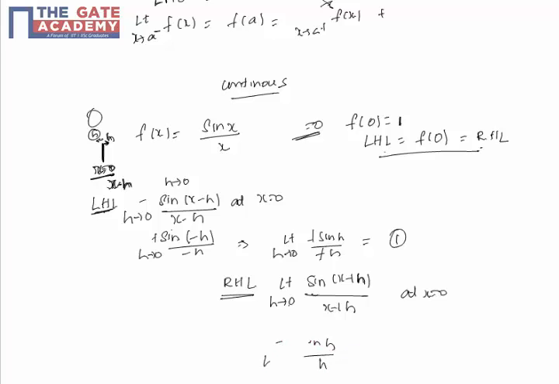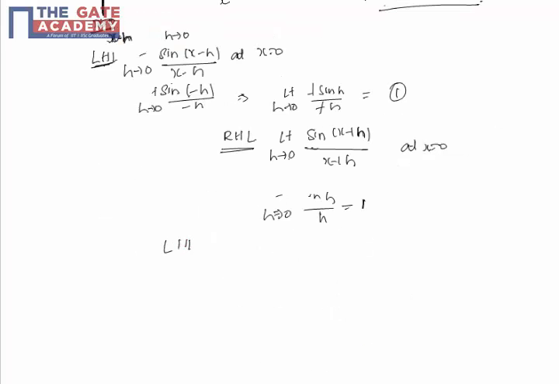Now limit h tends to 0 of sin h by h, the value is equal to 1. Because left hand limit is equal to 1, which is equal to right hand limit, this function f of x is continuous. Similarly, you have to check for the other functions present in a, b and d. These functions are not continuous if you check. So the answer is option C.